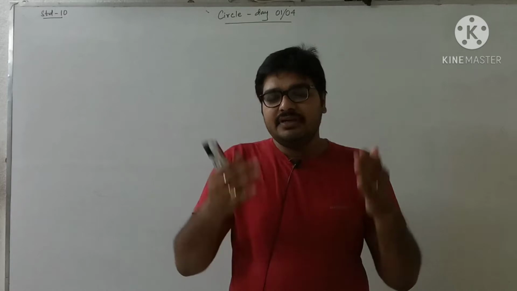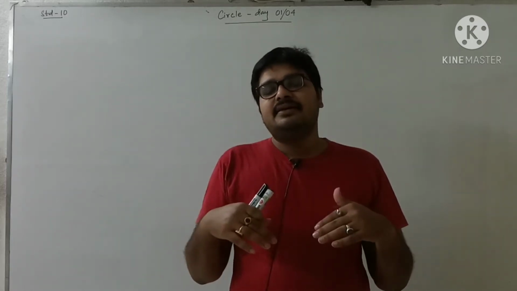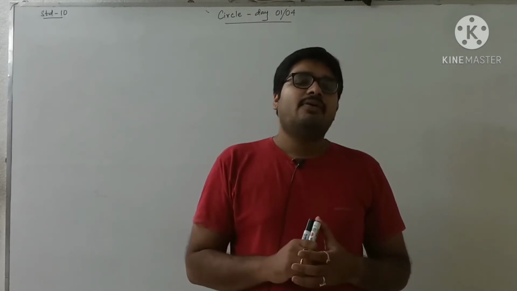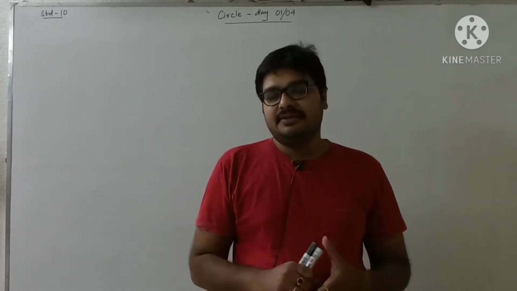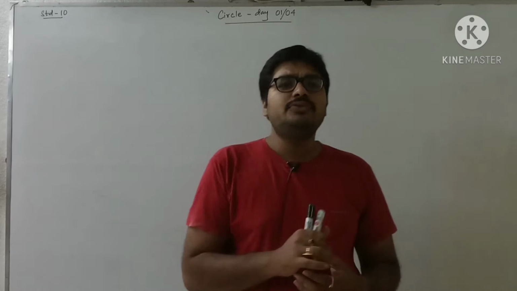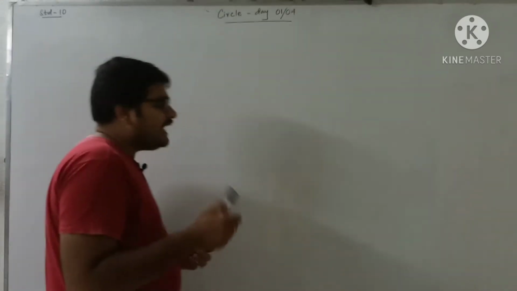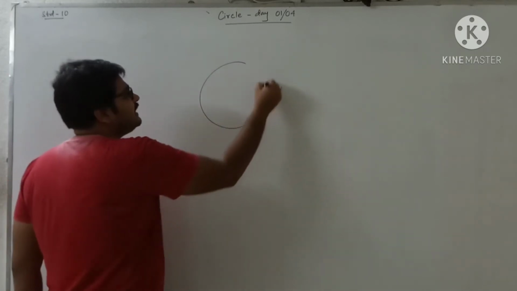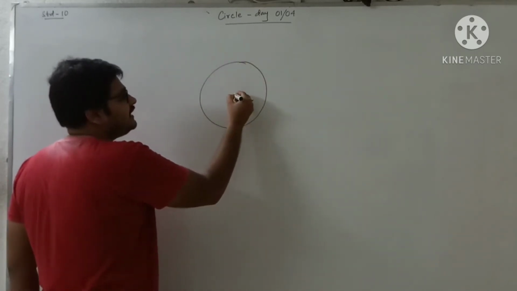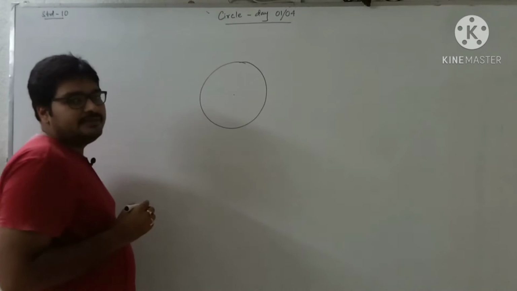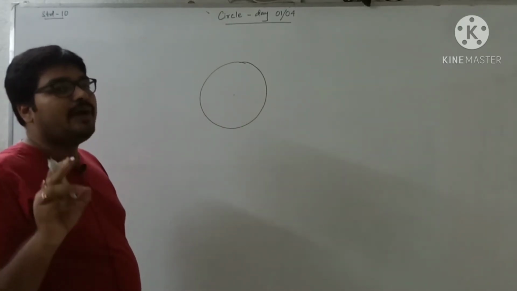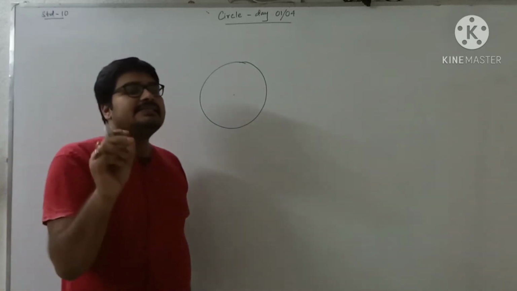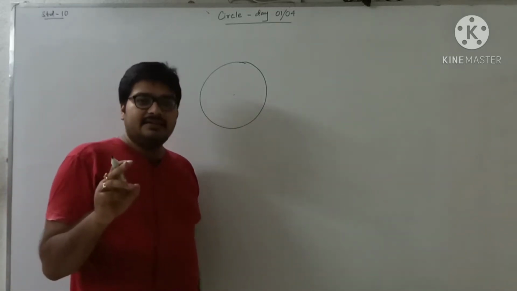In this class, this chapter contains all the tangent properties of a circle. So let's start with that. What is a tangent of a circle? We already know that. Suppose this is a circle, and this is the center of the circle. A line which touches the circle at one point. Remember that point: it touches the circle, it does not cut the circle.